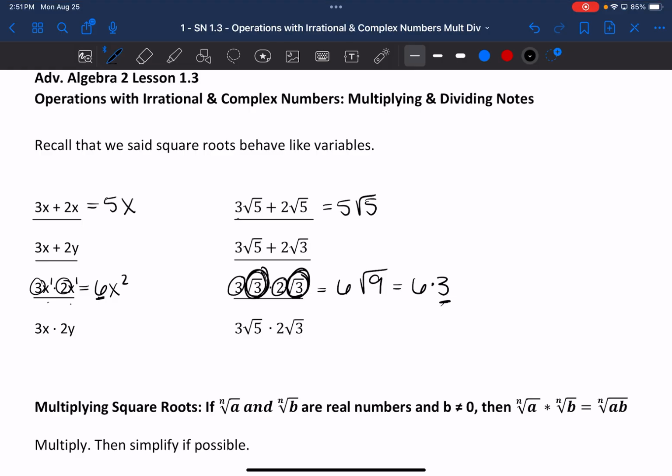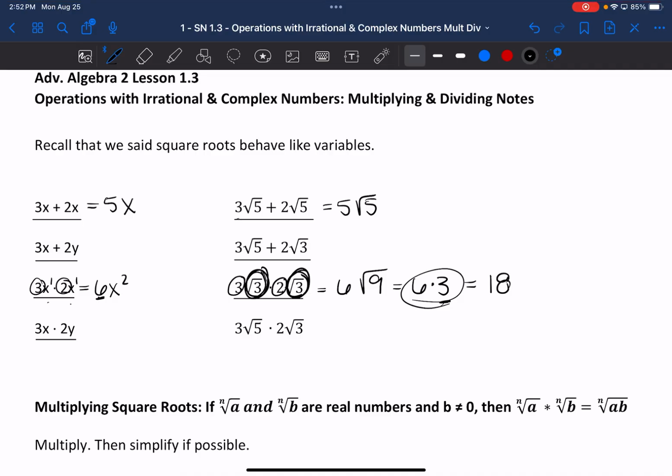So square root of 3 times square root of 3 is 3. Square root of 5 times square root of 5 is 5. Square root of 173 times square root of 173 should just be 173. Now, these are both regular numbers, so I could multiply them together to simplify a little further. We get 18.